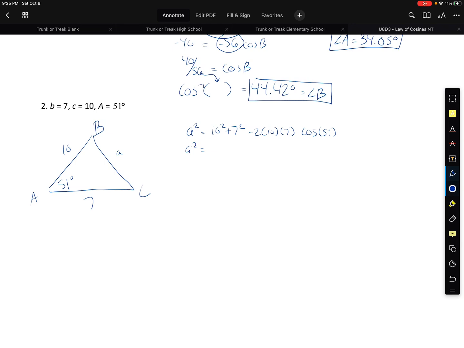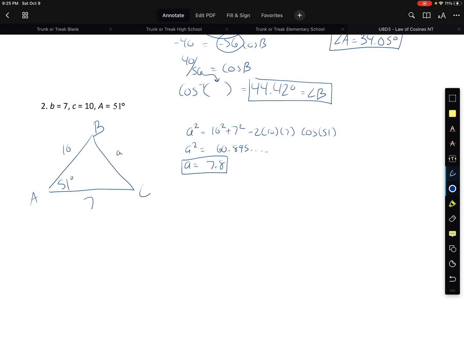And I'm going to type that entire thing into my calculator. 10 squared plus 7 squared minus 2 times 10 times 7 times cos 51 is 60.895. I take the square root of that, and I got 7.8. Done. Like I said, honestly, sometimes I feel like this problem is easier to just do with law of cosines versus law of sines. Type it in, enter, square root, done.